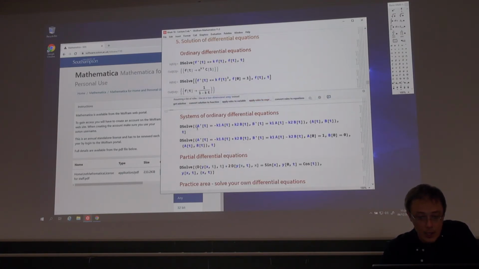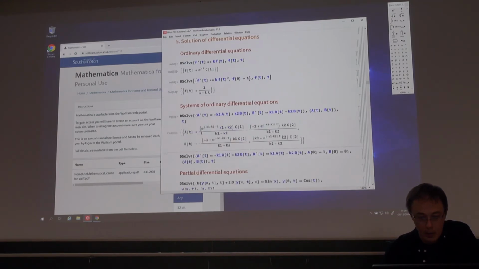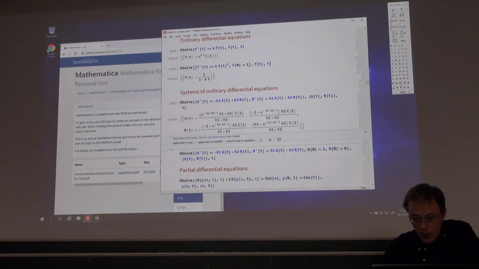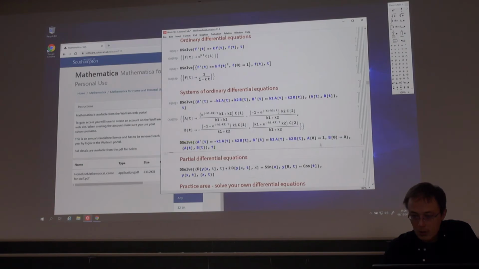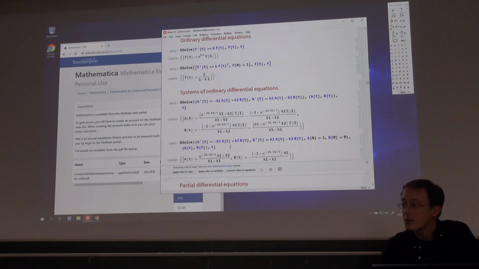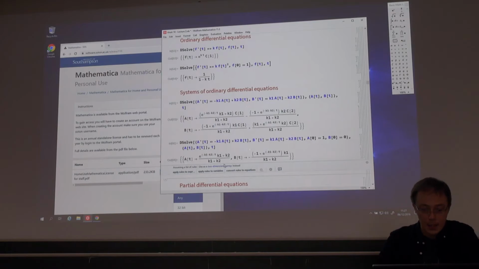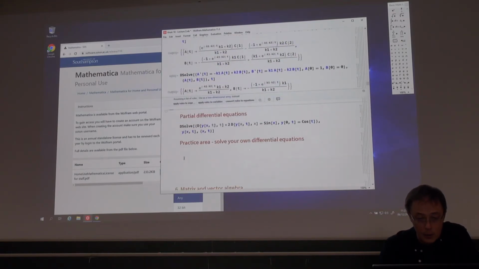Systems of equations, dA by dt, in a reversible chemical reaction. A prime is minus k1 a plus k2 b. Physical chemists have tortured you sufficiently with this by now. That's your solution, and as you can see, it's actually pretty complicated in the general case. And if you have specific initial conditions in there, like at time 0, a was 1 and b was 0, it's simplified. And so you have the usual rising and decaying exponentials of the reversible first order kinetics.